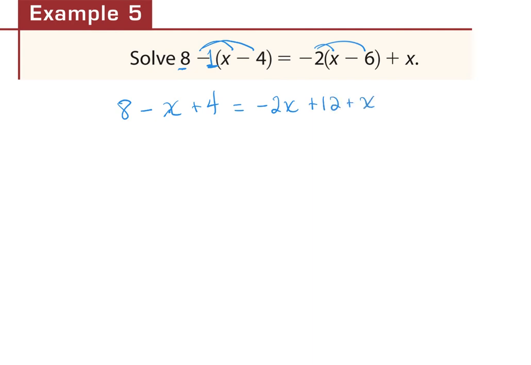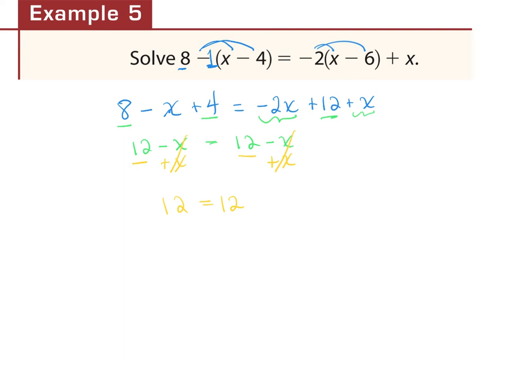All right? I need to simplify both sides. I have 8 and 4. So I have 12 minus x. On the other side, I have a 12 and then -2x and +1x. All right? If I move my variables over to one side, add x there, it cancels. Add x here, it cancels. Both of my variables canceled. I'm left with 12 equals 12.